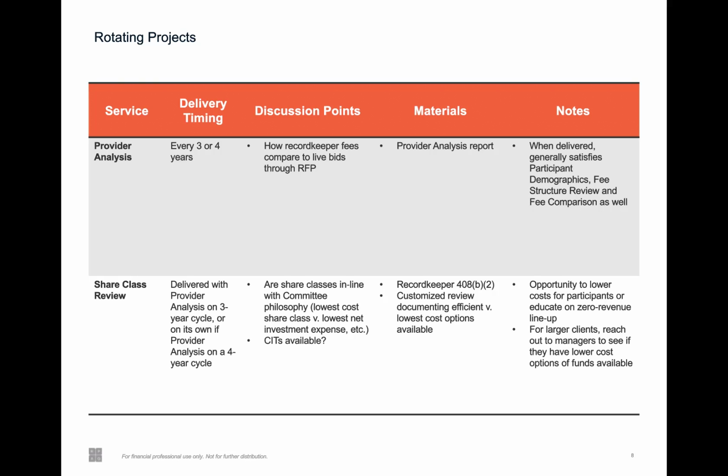I want committees to know and understand that they have a philosophy, they've put that in place, particularly if they're using the efficient share class approach. One reason is that if you look at 5500s, it's easy to see, oh, there might be an R5 share class when there's an R6 available.